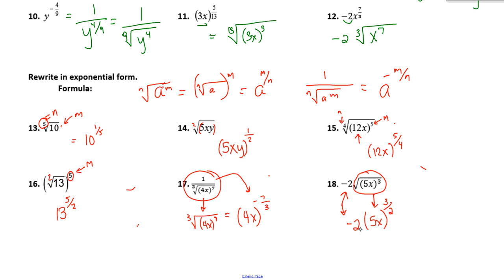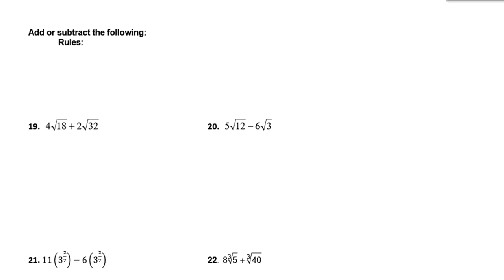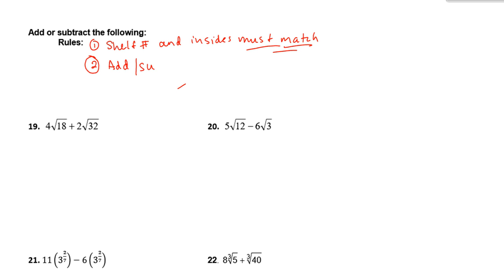So converting back and forth, have those formulas ready. All right, adding or subtracting radicals. Here are the rules. The shelf number and the inside stuff must match. If they don't, you cannot add or subtract them together. If they do match, then you add or subtract the outside numbers only. And then you would try and simplify your answer.